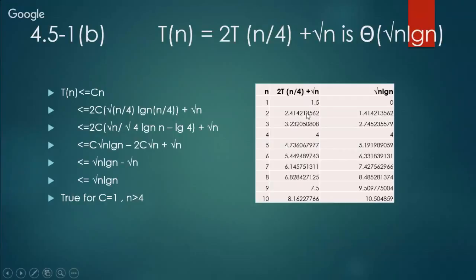You see that when n is 1, square root of n log n is 0, which is greater than this, so the condition is not satisfied. Even here it is not satisfied, and even this one is not satisfied. Beyond 4 is when we find that the condition that T(n) is less than square root of n log n is satisfied. So n greater than 4 onwards will satisfy the condition by the substitution method.